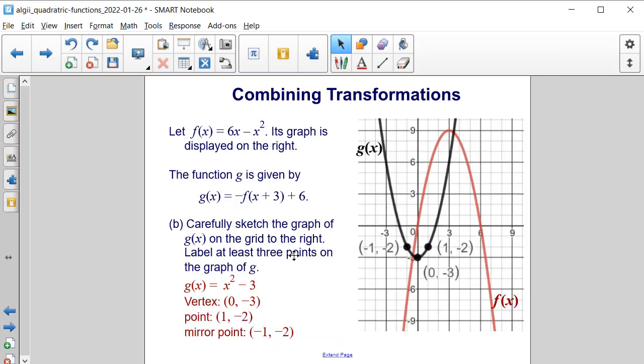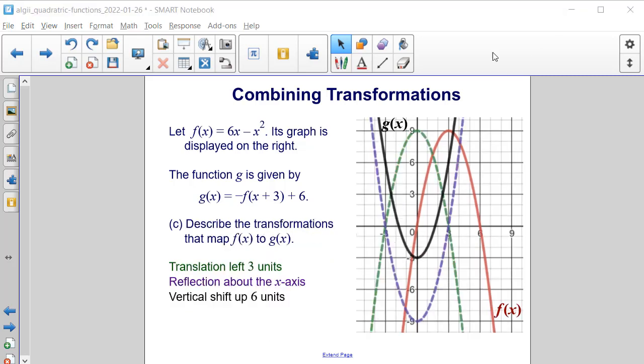In order to sketch a graph, we can take our g of x function that we just found, and we can find its vertex. Its vertex ends up being the same as the y-intercept, (0, negative 3). And then we need 1 point to the left and to the right in order to see the pathway of the function. So if we put 1 in here, we get 1 squared minus 3, and that gives us negative 2. Similarly, negative 1 squared is positive 1, and positive 1 minus 3 is negative 2. So there are our points, and there's the graph of g of x.